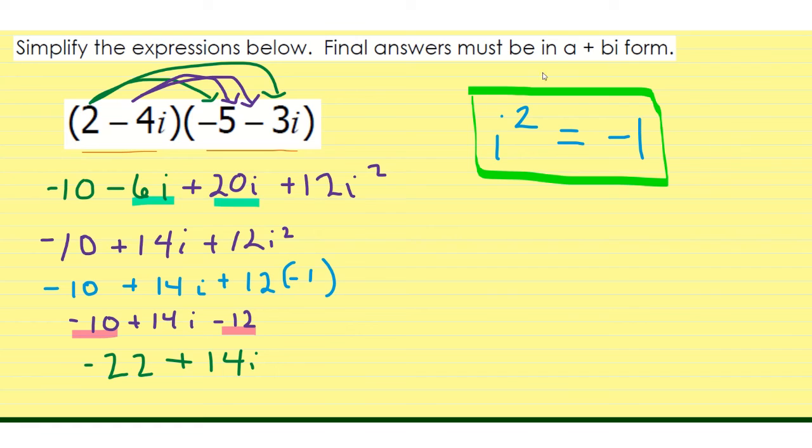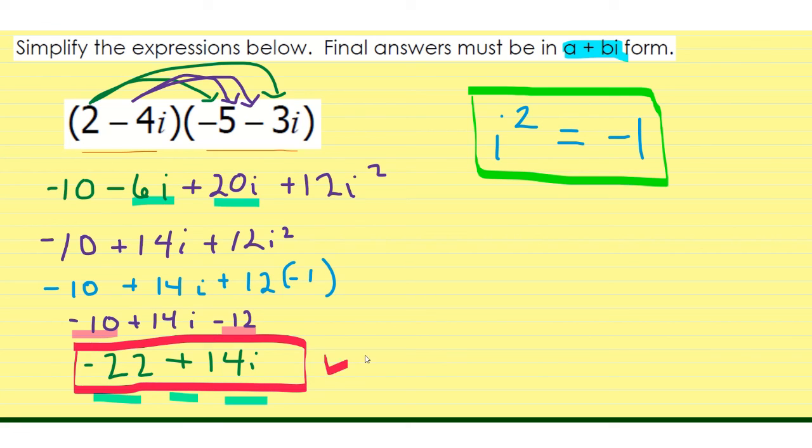And of course, our instructions said that our format needed to be an a plus bi format, and that is a plus bi format. So we are completely finished. We cannot simplify it anymore. That is the answer to the simplification of this expression.